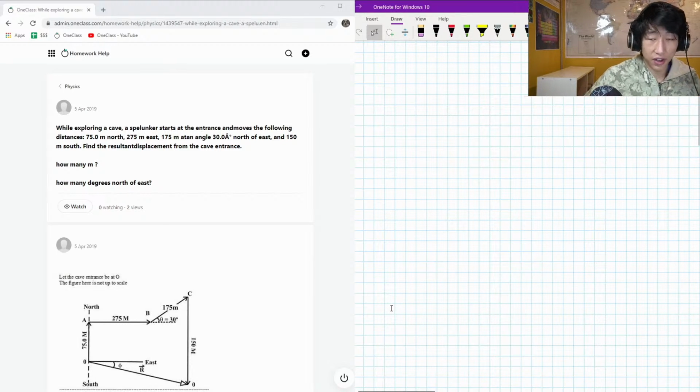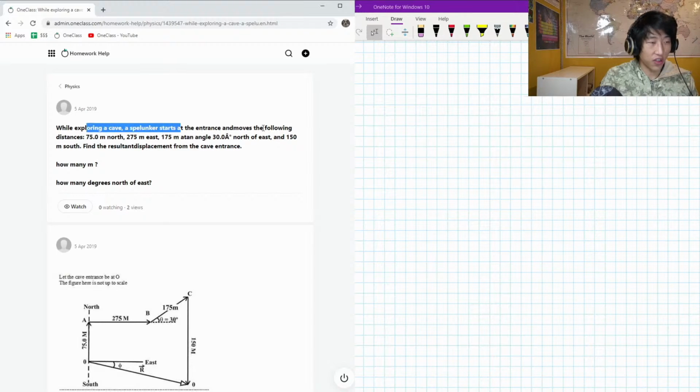Okay, so here we have the next question on the menu today. It is presenting the following situation. We are exploring a cave, a spelunker. I guess that's a cave explorer. A spelunker starts at the entrance and moves the following distances. Let's draw this out as we read through it, because at the end we're going to try to find the resultant displacement, how many meters of displacement, and in what direction.